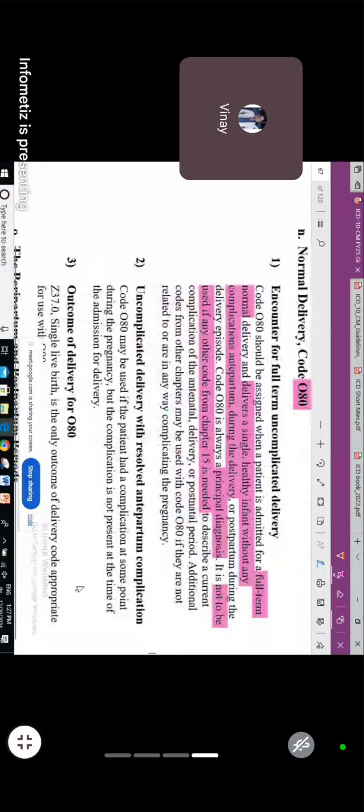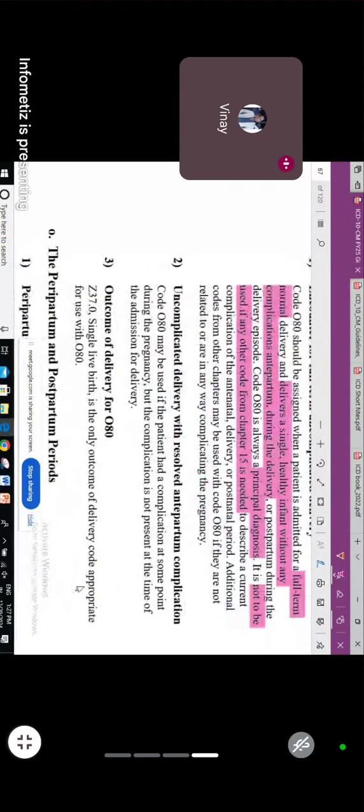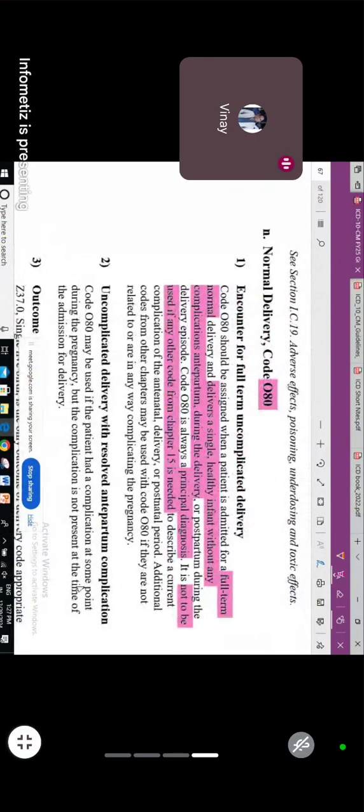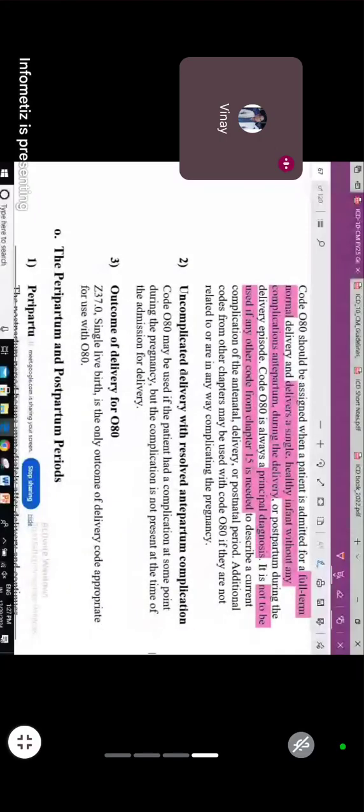Here in O80 they are saying it is a code which is used if the patient does not have a complication. What if the patient had a complication earlier during pregnancy but that is resolved? At the time of delivery it is not there. The complication is not there. Still you can code O80. See? Uncomplicated delivery with the resolved antepartum complication.